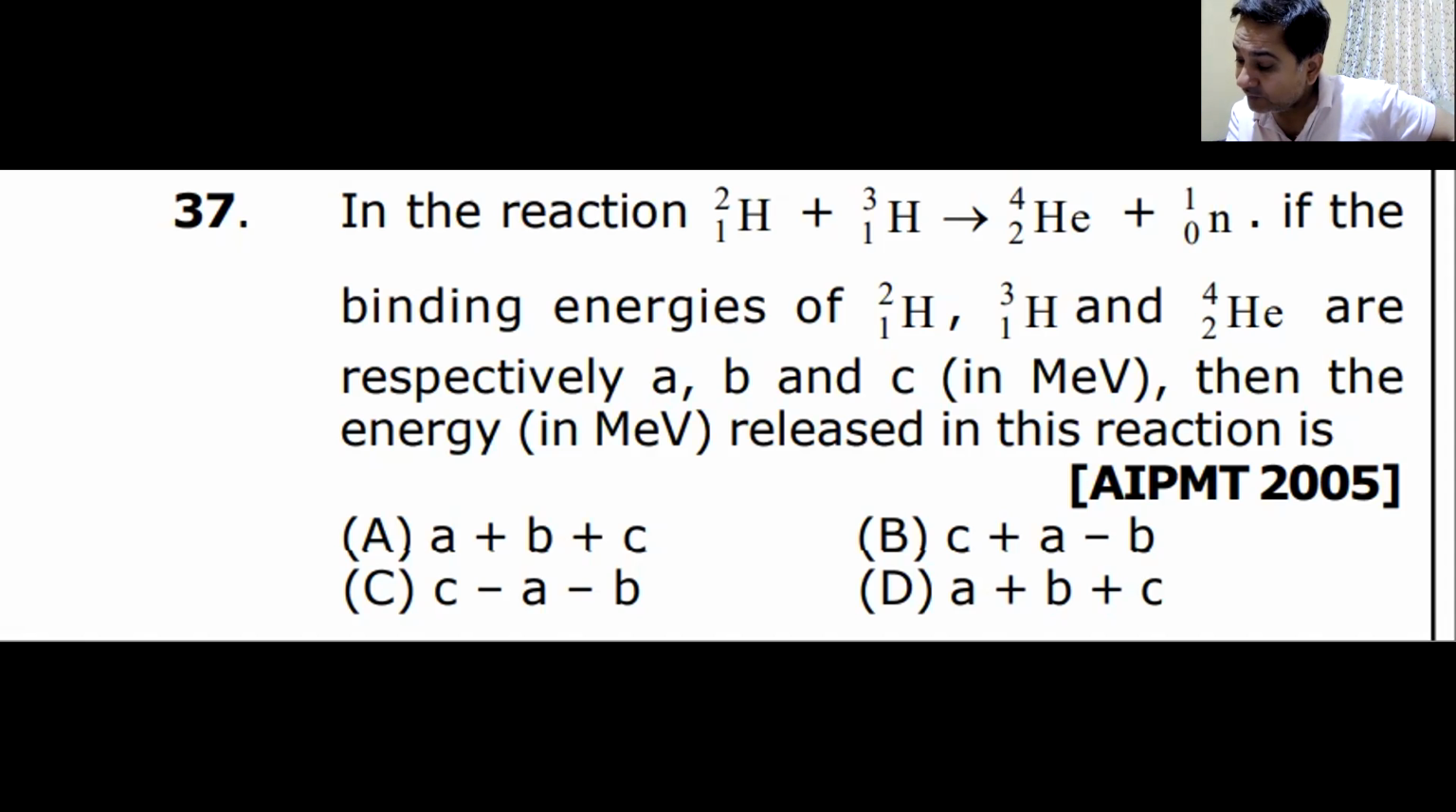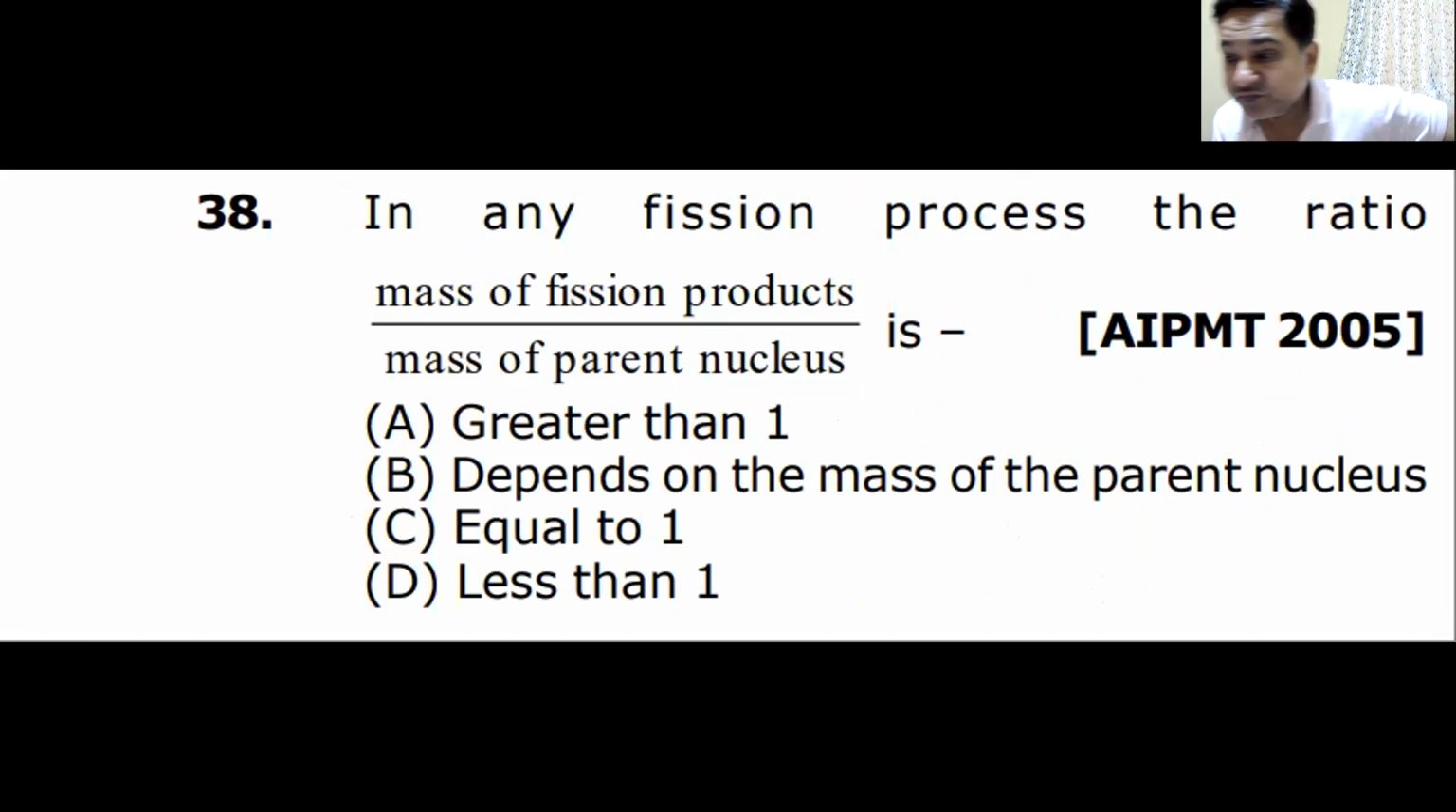See, this is 2005. Three questions came in 2005 and I'll show you all those three. Let me read the question first. I think you have done this question before. In any fission process, the ratio of the mass of the fission product divided by the mass of the parent should be less than 1. See, now you understand. Again, 2005.